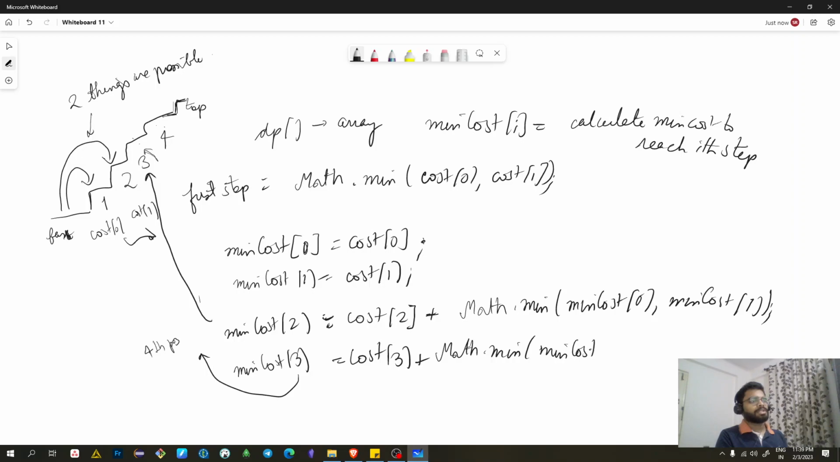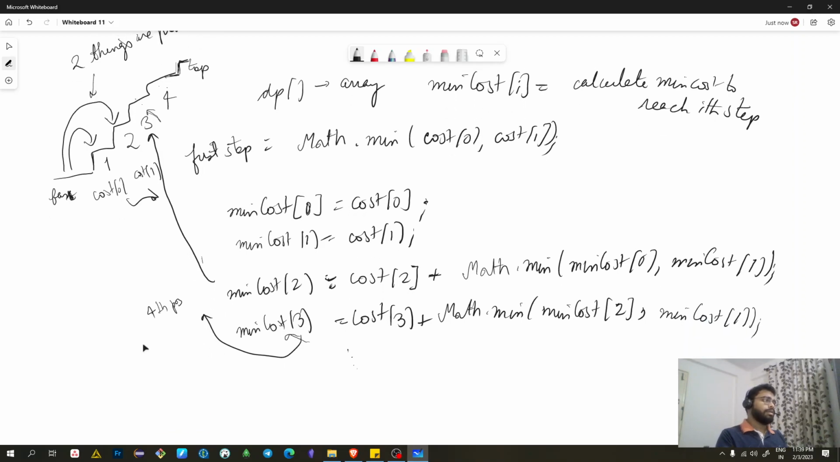of the minimum cost array. You can just do something like this. You can have a look at the third position's minimum cost and the second position's minimum cost. And that should give you the minimum cost to reach the fourth step and so on.